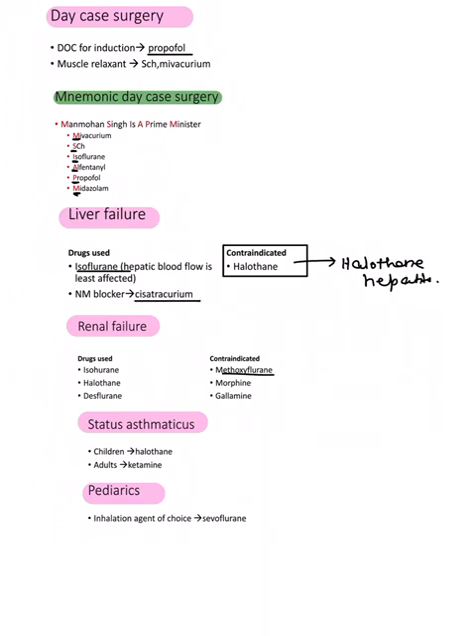In renal failure, remember what was not used? Methoxyflurane was not used, and enflurane was not used. Do you remember? Morphine is not used. So what are the drugs that can be used? Isoflurane, halothane, and desflurane.